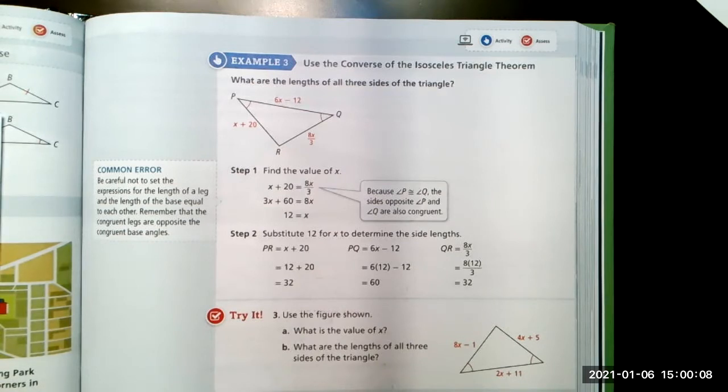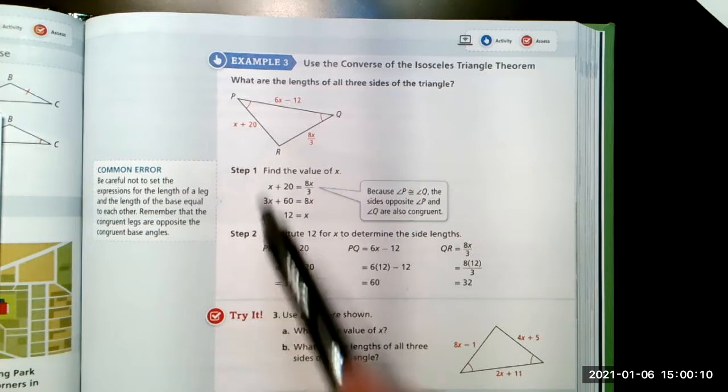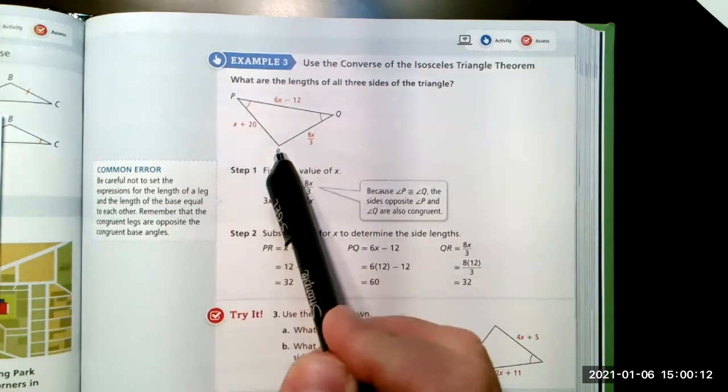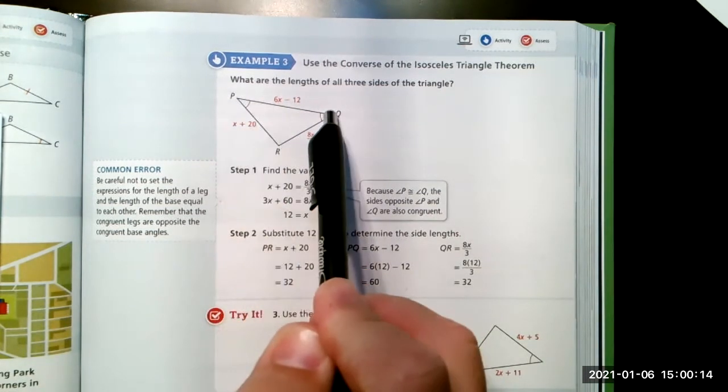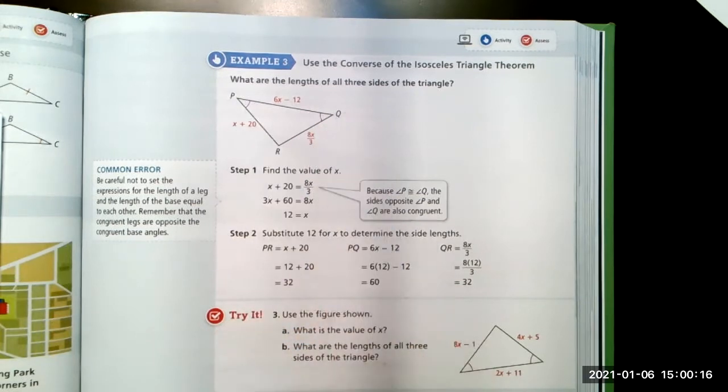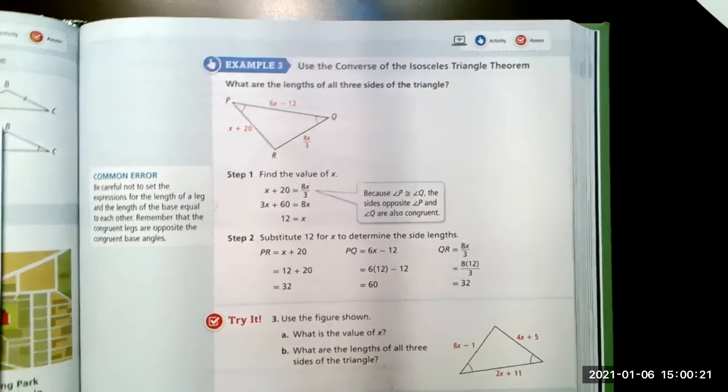Just keep that in mind, the property of isosceles triangles, that the two side lengths are going to be equal, and then the two base angles are going to be equal. And as long as you keep those two things in mind, that's going to help you solve these problems in this section.